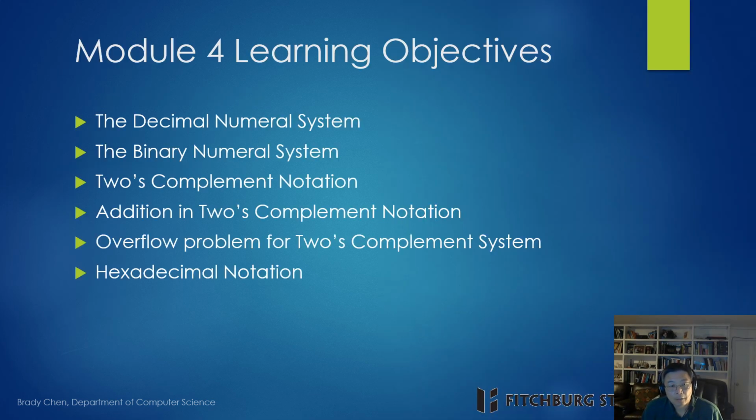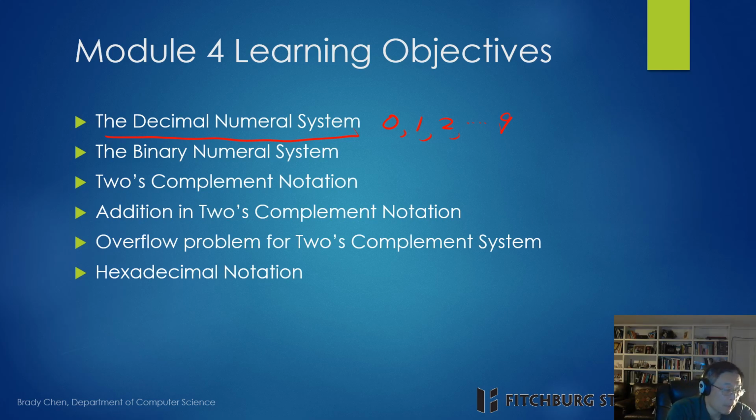Okay, so here are the learning objectives of Module 4. Now, in Module 4, we're going to first talk about the decimal numeral system. The decimal numeral system uses 10 symbols, and we normally use 0, 1, 2, all the way to 9 to represent each number in the decimal numeral system. These symbols are also called Arabic numerals. So the decimal numeral system is also sometimes called the base 10 system.